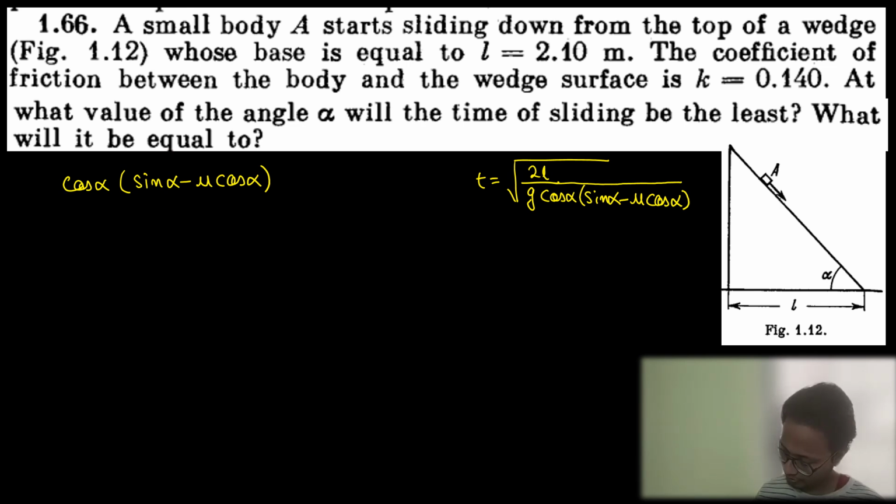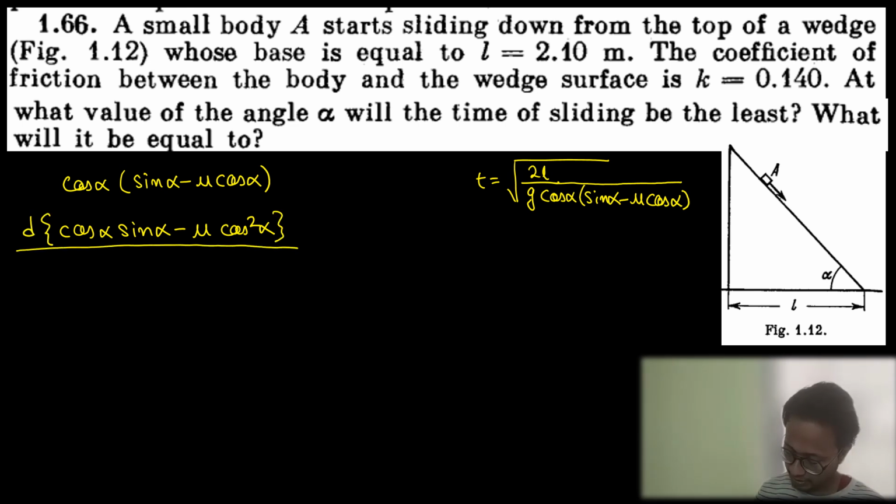So out here, cos alpha sin alpha minus mu cos square alpha. You have to maximize this value. What is the maximum of this value? Whenever you have to find the maximum, just differentiate it and make it equal to 0. So d of this function by d alpha is equal to 0, and you get the maximum value of this function. We can also get the minimum value of this function, but since this is physics, we won't go into the details of monotonicity.